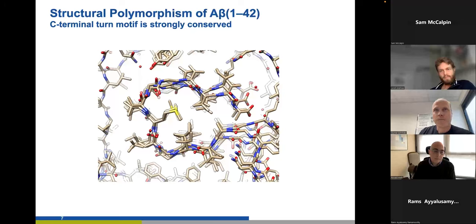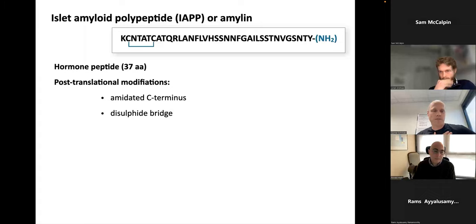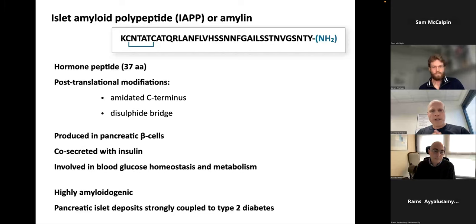I'm coming back to this motif in a moment, because it also became relevant for another story that we worked on, and we looked at IAPP. IAPP, also called amylin, is a hormone peptide, a bit shorter than A-beta. It's 37 amino acids in length. We looked at this peptide in vitro, and those are the in vitro structures that we determined. IAPP is produced in the pancreatic beta cells. It's co-secreted with insulin.